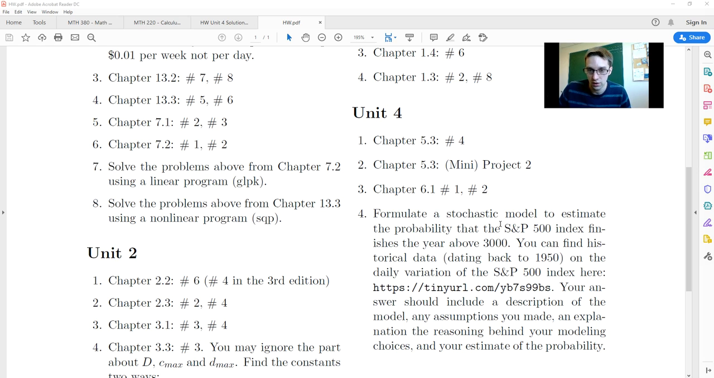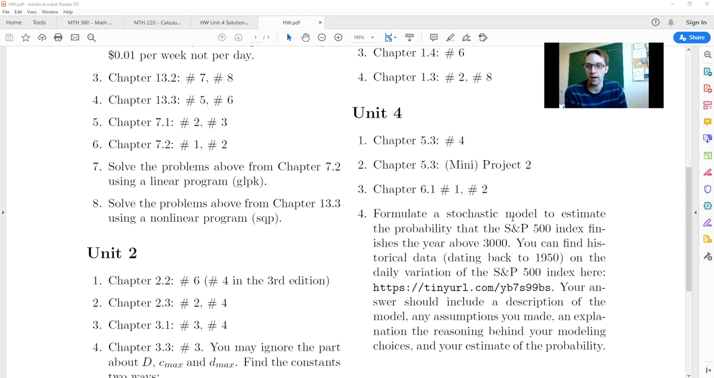then lastly, you're actually going to create a model for the S&P 500 and try to use a stochastic model to estimate the probability that the index finishes the year above 3,000. And every year that I assign this problem, the answer changes. So who knows what answers you'll come up with. But hopefully you can take our last example where we looked at our retirement portfolio and adapt it and use those sorts of techniques to answer this sort of question.